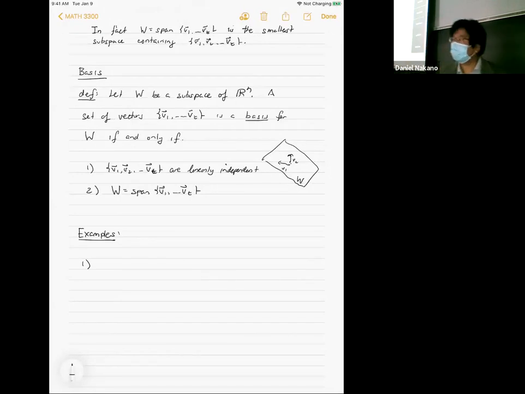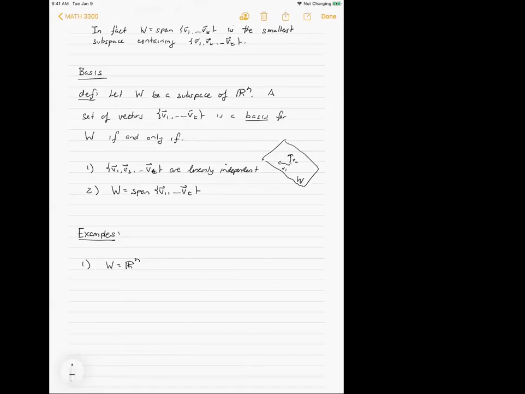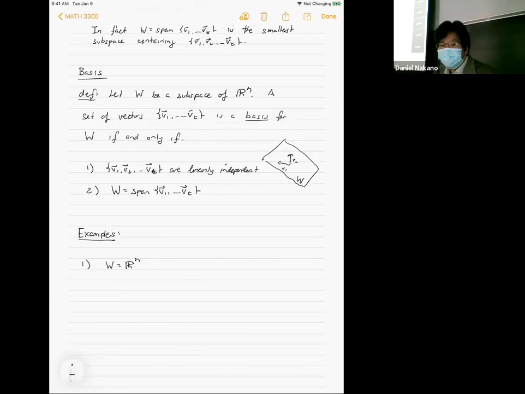All right, so can anyone give me a basis for Rn? Not Rn, no, Rn. So I'm going to let my W be equal to Rn, and I want you to tell me a basis for Rn. I think this was on the midterm problem. Maybe the Bulldogs have an advantage over the Georgians. Anyone?